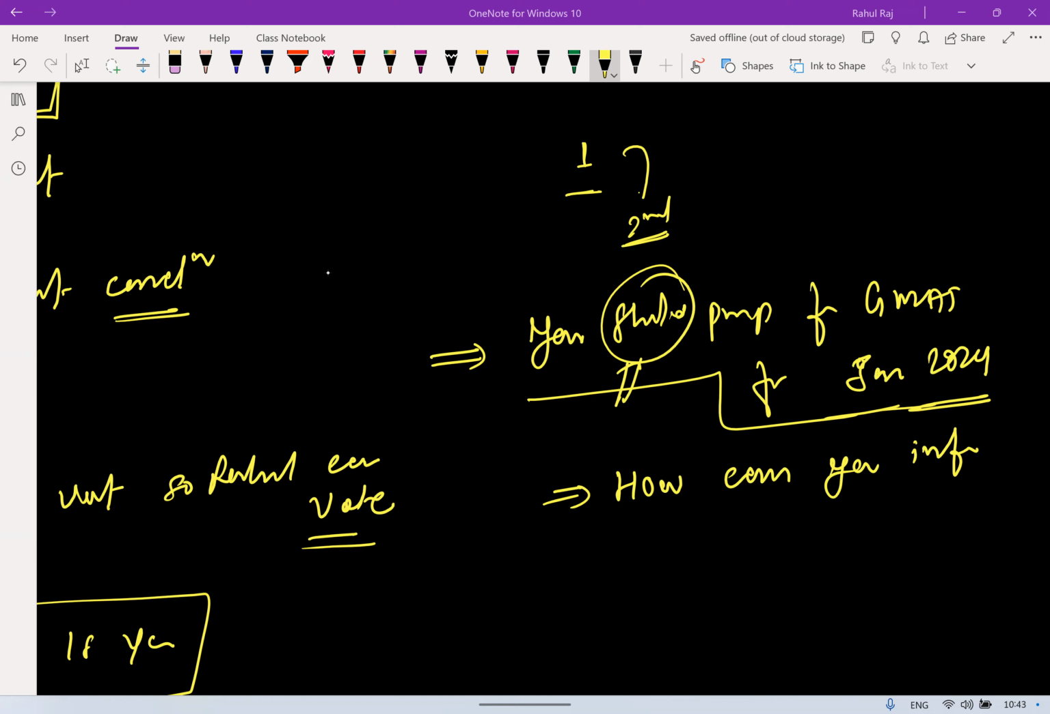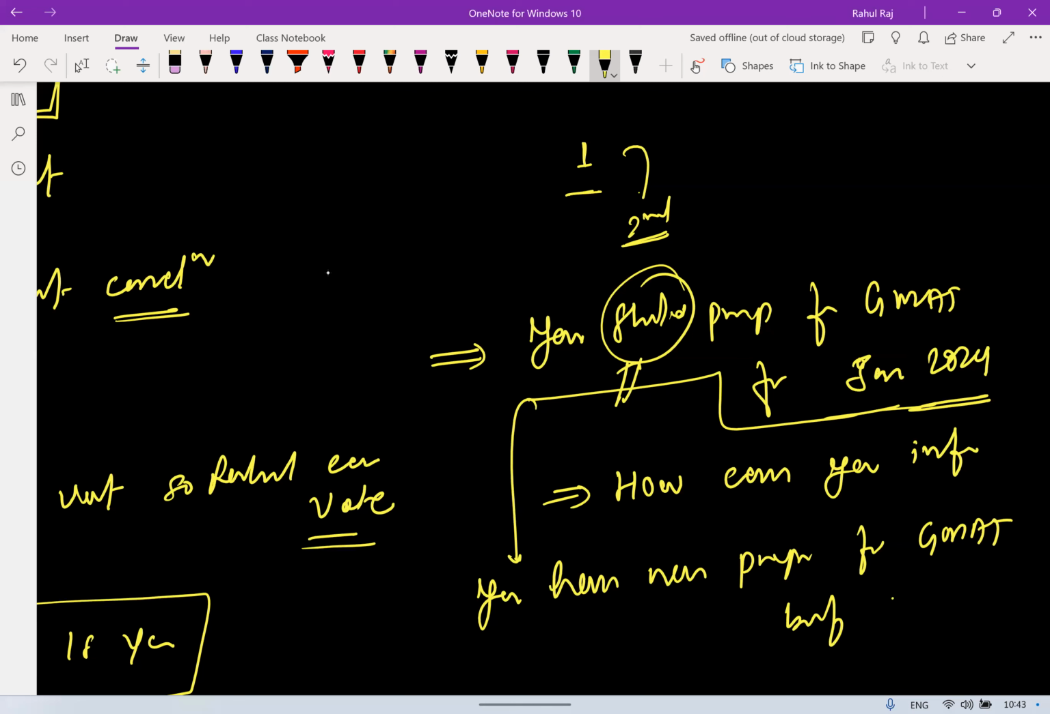So the simple inference to this statement is that you have never prepared for GMAT before 2024. Please understand. You have never prepared for GMAT before January 2024. This is a normal inference that you can make to this statement. Be very sure about it. Is this clear or not? When I say you started preparing for GMAT from January 2024, inference simply means, guys, your understanding from the argument.